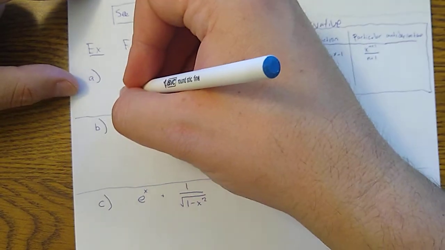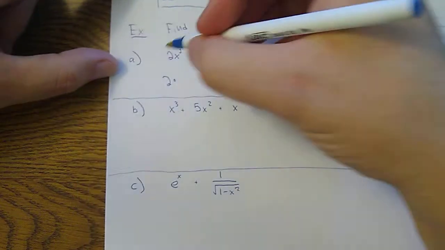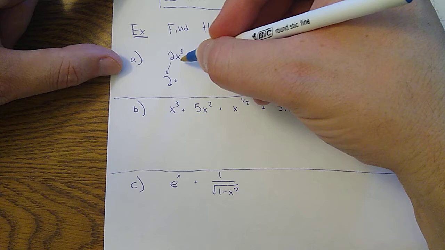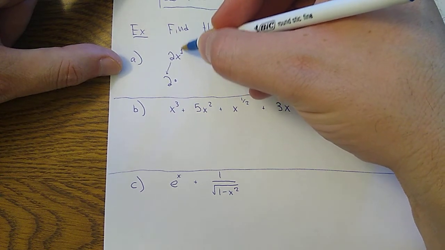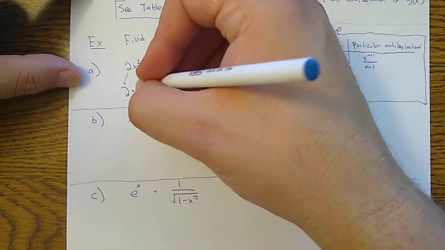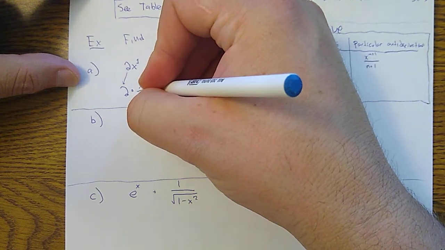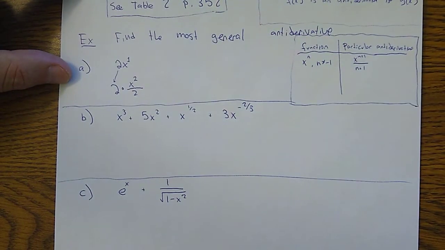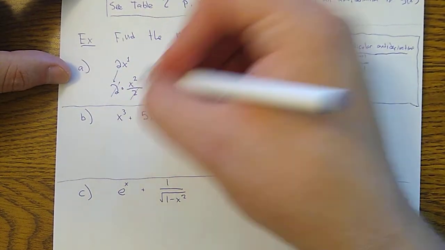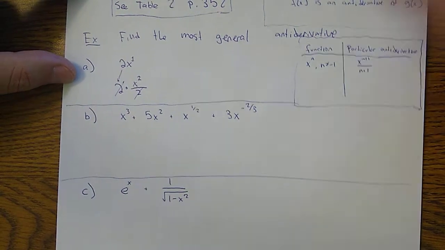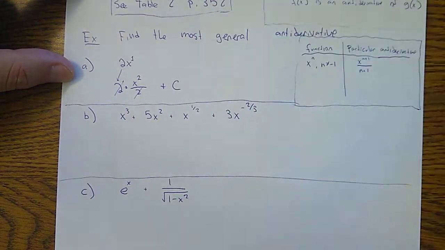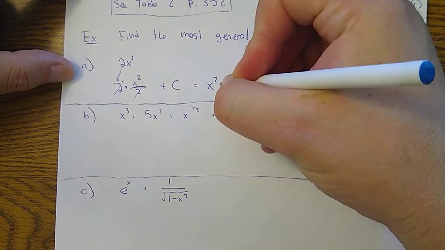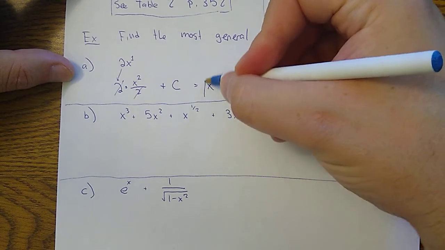So here's what happens. This 2 comes right down, and then watch me do the antiderivative of x to the 1. My n is 1, so I'm going to go x to the 2, because that's n plus 1, and then I divide by 2. So these 2's cancel. And in the end, you have to put plus a constant, and we usually use the letter c for a constant. So my answer here is x squared plus c.